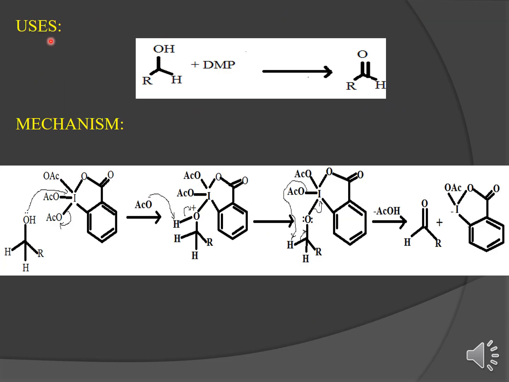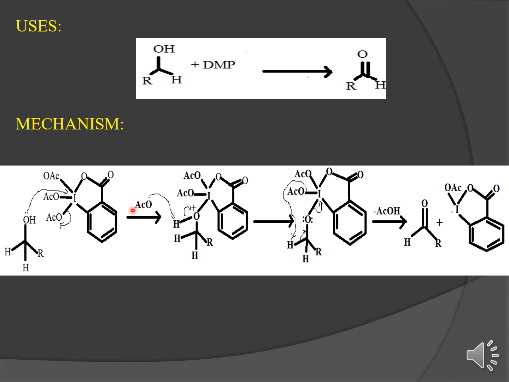Moving on to the uses, you can see we are taking an alcohol, and upon treatment with DMP we get the carbonyl compound. Here we are taking RCH2OH, so it gives RCHO, primary alcohol to aldehyde. Right. And then in the mechanism part, if we take the primary alcohol and treat it with DMP, first the oxygen, which has a lone pair of electrons, attacks the iodine atom, and meanwhile one of the OAc minus groups gets cleaved out.